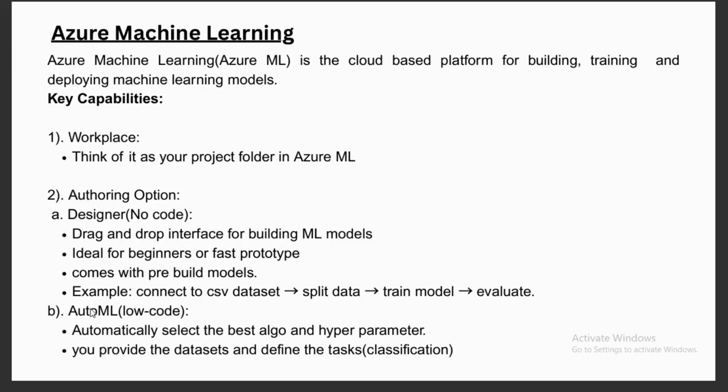Then we have another platform, which is AutoML. It is basically a low-code platform. There, most of the work can be done automatically. Here you can define the task, and you can write some code if you want. By definition, it can automatically select the best algorithm and hyperparameters. You provide the dataset and define the task, like classification or regression.